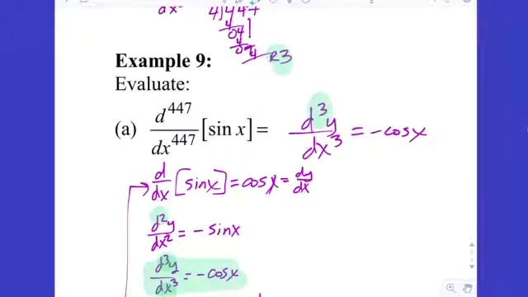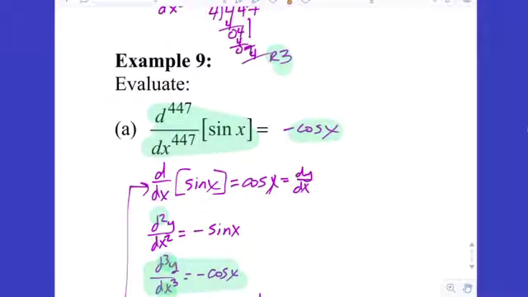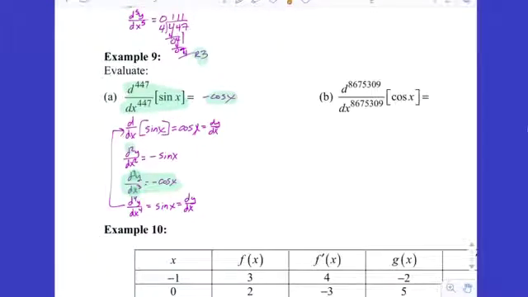I have that the 447th derivative is equal to the third derivative, which is equal to negative cosine. But you could just wipe out the middleman and just do this. That's fine. So that one did require a little bit of work to see the repeating cycle.